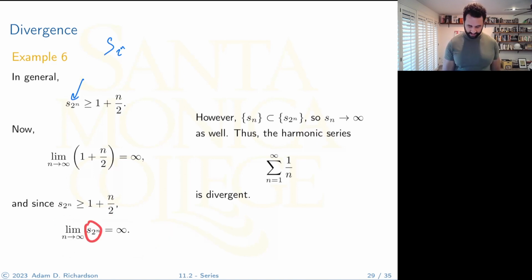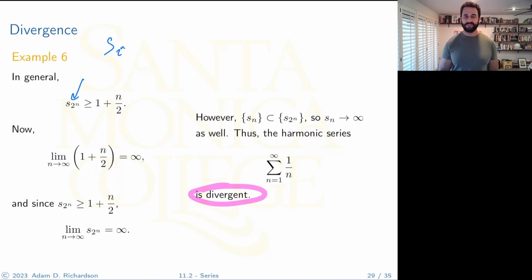We just showed that the limit of this sequence is infinity, but the sequence of partial sums for our series, S sub n, is strictly contained in this sequence of partial sums. So we just showed that the sequence of partial sums for the harmonic series goes to infinity. Or in other words, the harmonic series diverges. This is a pretty interesting result, because it says that if you add up all of the reciprocals of the positive integers, it will add up to infinity.